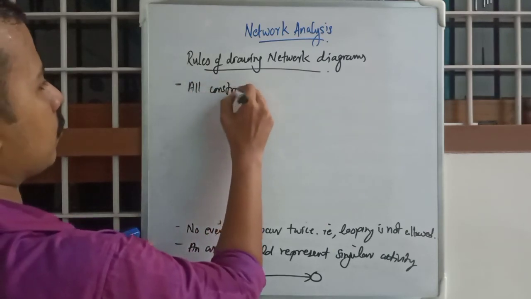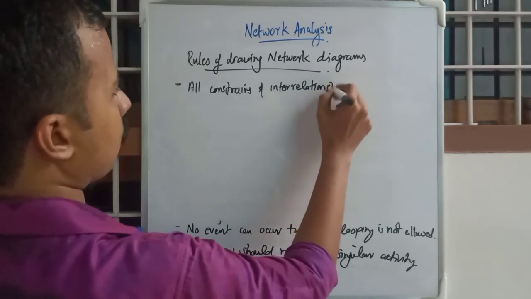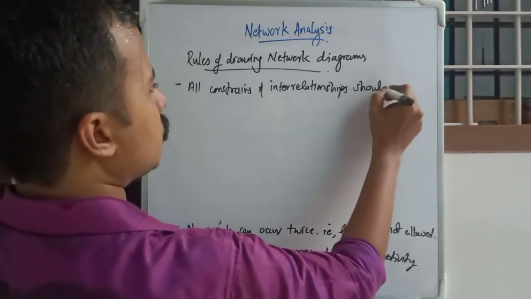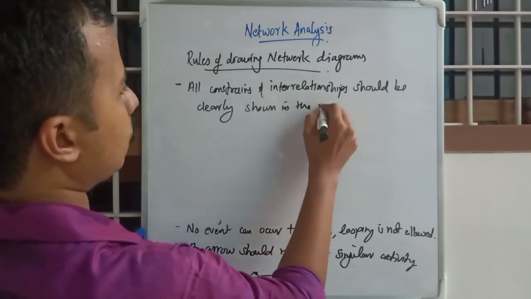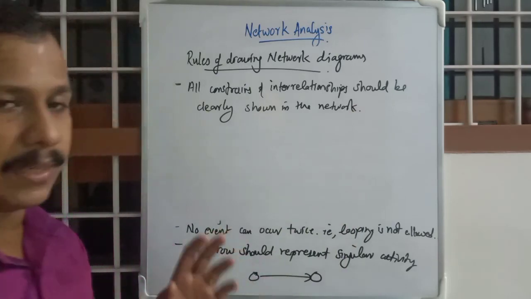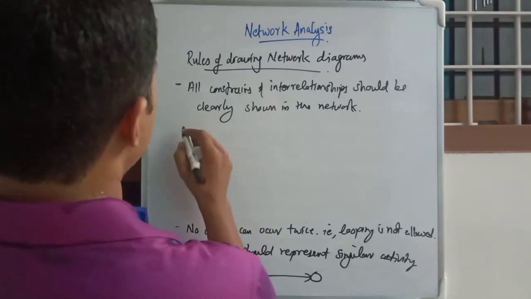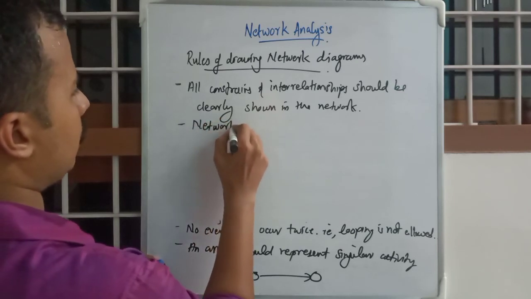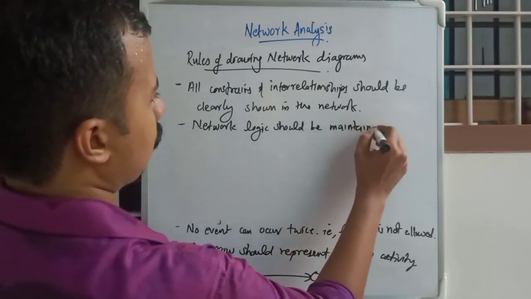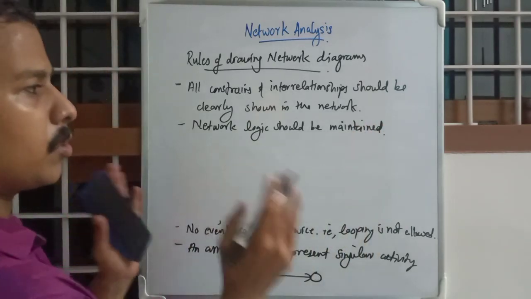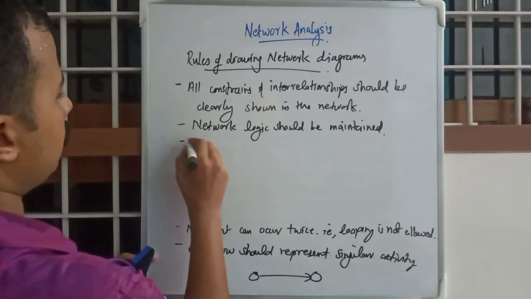All constraints and interrelationships should be clearly shown in the network. When you are having a network diagram, we shouldn't be confused about the interrelationship between the activities and events. It should be clear cut. Okay, so next one, network logic should be maintained. Okay, network logic should be maintained. When you understand the logic, you can draw one, and when you see a network, you should understand the logic.